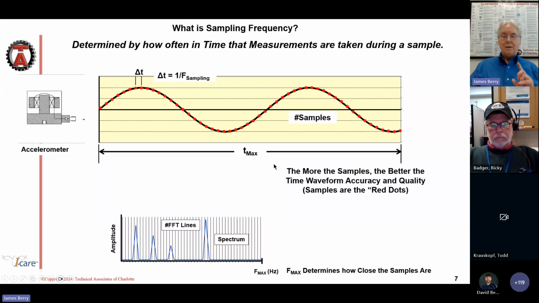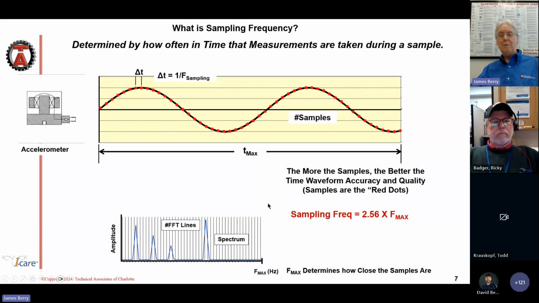This determines how close the samples are taken in the waveform. All right. It's not the more of the lines. If you've worked with spectra for a long time, you think, well, the more of the lines, yes, the better the spectrum. But the more of the lines has no effect at all. No effect at all on the waveform itself. It doesn't alter it at all by adding more lines.